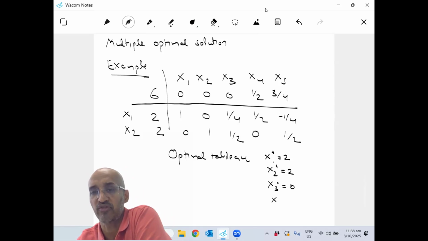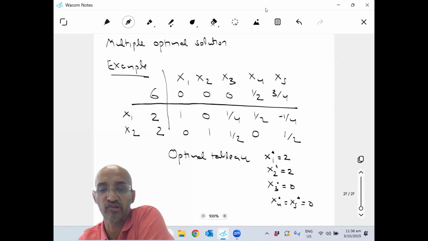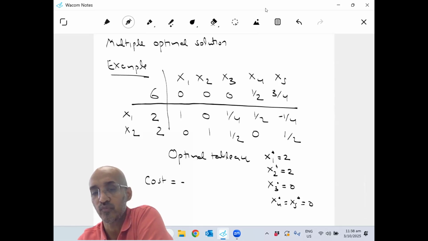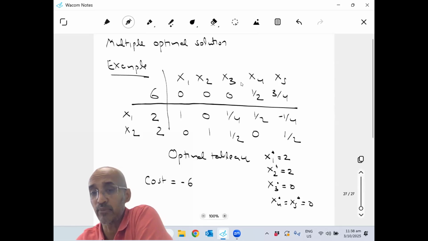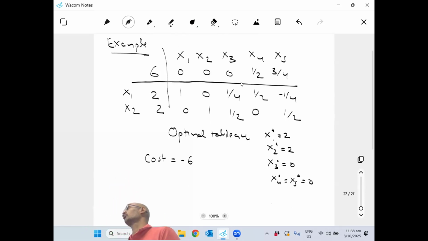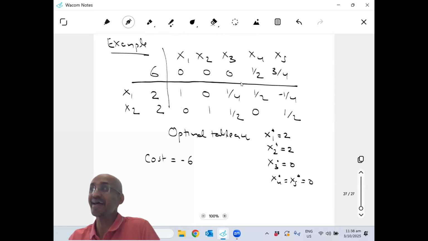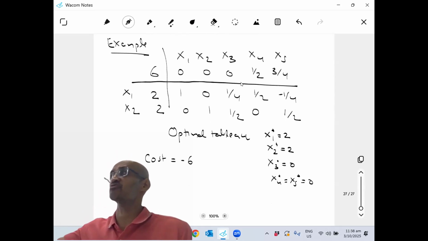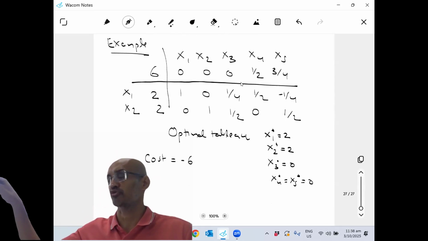so x3, x4, and x5 equal to 0 is optimal. And the cost is obviously -6. Now in this tableau, remember what my tableau requirement is? I require reduced cost to be non-negative. And obviously my basic variables will always have a zero reduced cost.